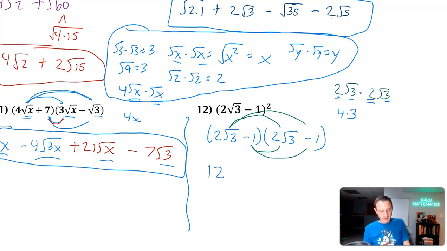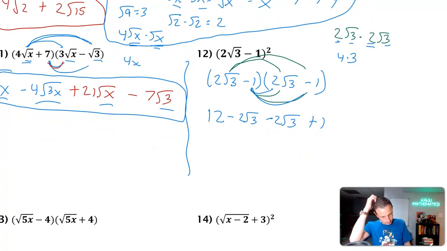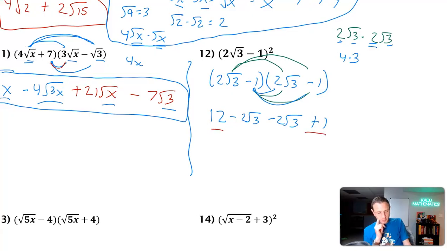2 root 3 times negative 1 is negative 2 root 3. Negative 1 times 2 root 3 is negative 2 root 3. And negative 1 times negative 1 is positive 1. We do have some like terms. We have 12 plus 1, which is 13. Negative 2 root 3 minus 2 root 3 is minus 4 root 3. And then that's it.